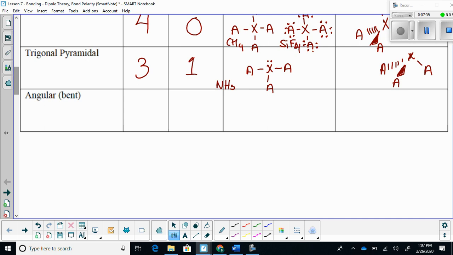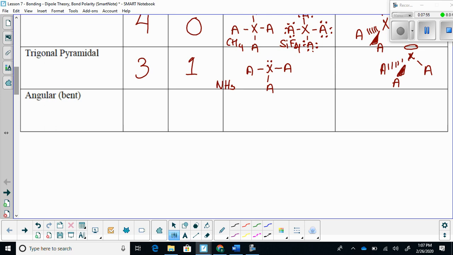Notice that, again, no double or triple bonds are represented in VSEPR, and there are no lone pairs on the diagram. Okay, we know that there's a lone pair up here because it's pushing the rest of those bonds down. That's how we know there's a lone pair up there, but we don't show it.